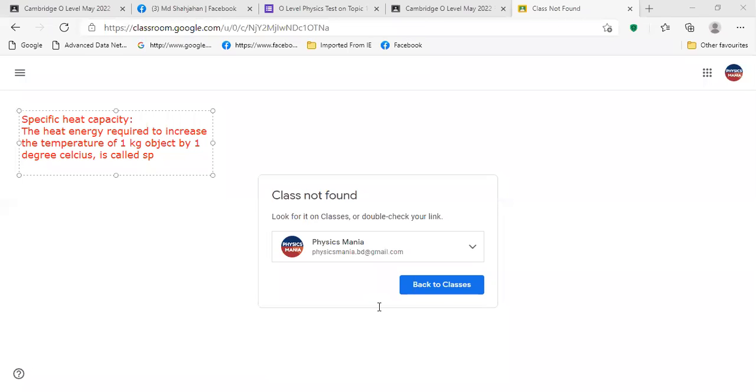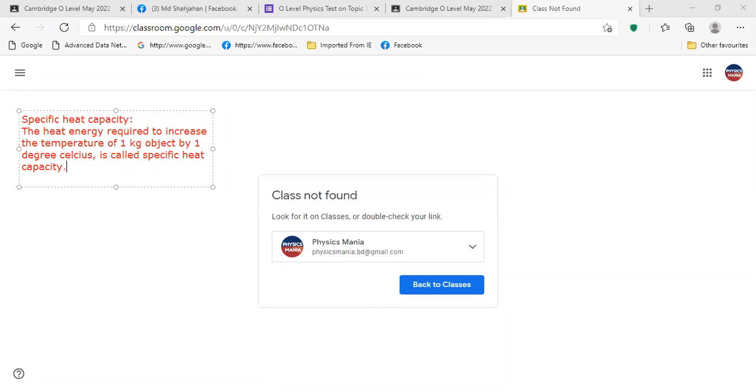Someone's mobile is ringing. It happens, no problem, just take care so that other people are not disturbed. It's called specific heat capacity. The heat energy required to increase the temperature of a 1 kg object by 1 degree Celsius is called specific heat capacity.